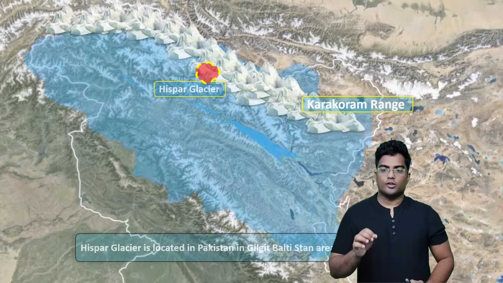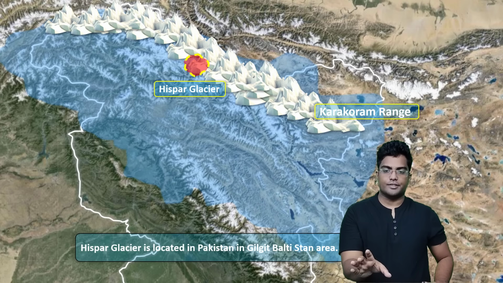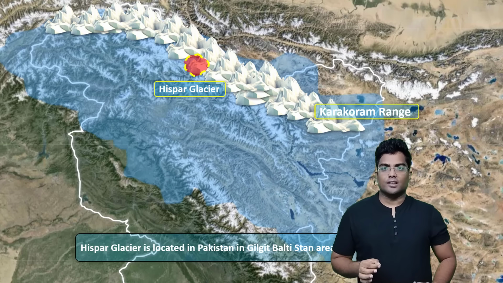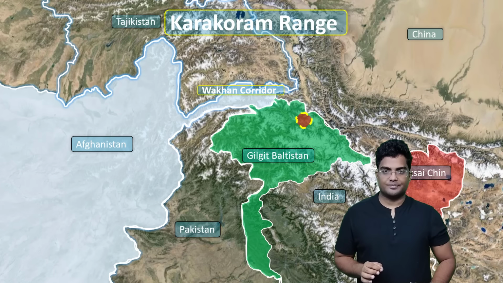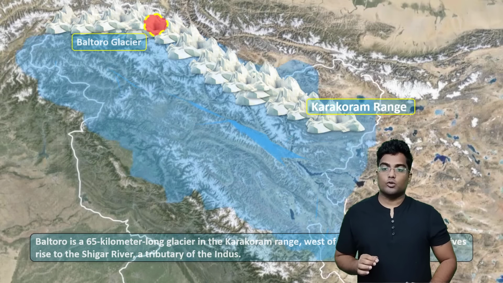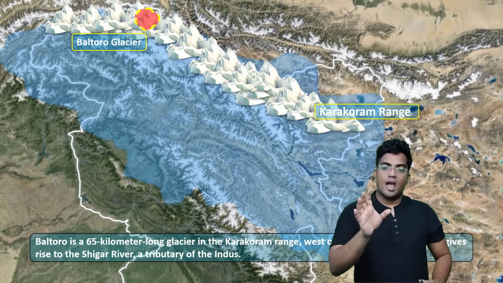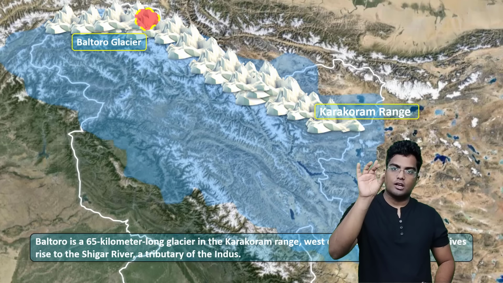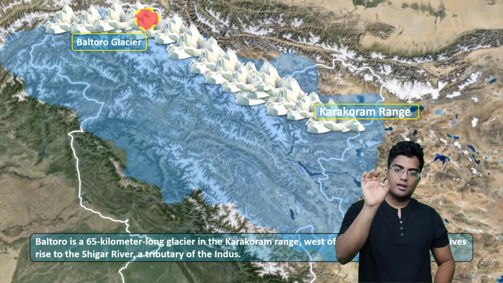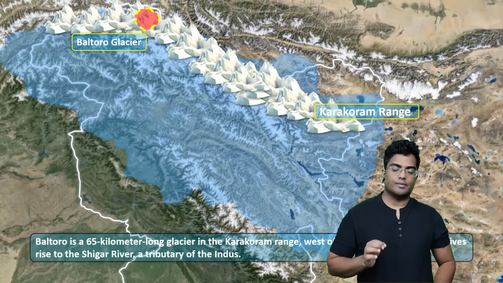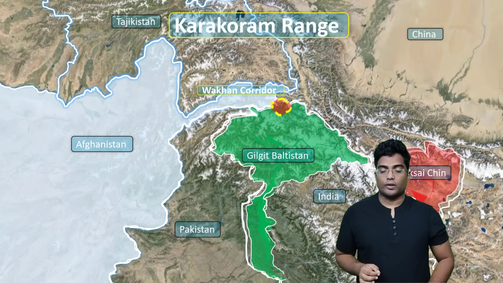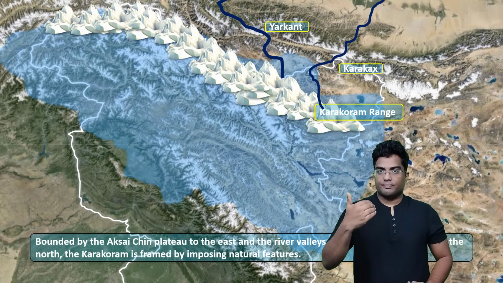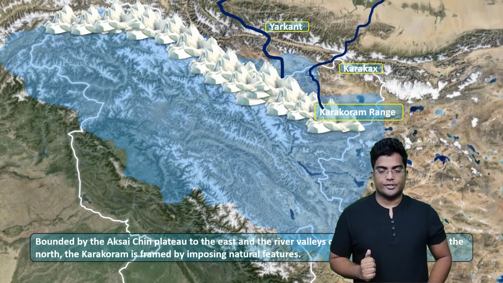Next, have a look at the Hispar Glacier. It's located in Gilgit-Baltistan, as you can see. Next, we have one more glacier, Baltoro Glacier, and this is the most northern glacier in the Karakoram Range. This is also located in Gilgit-Baltistan. So essentially that's pretty much about the glaciers.